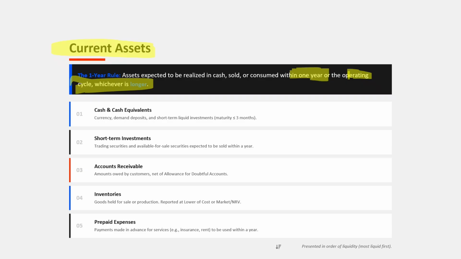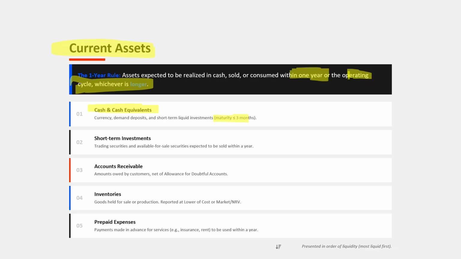So let's say a company's operating cycle is 18 months, and they have an asset convertible within 18 months, it still goes as current. But for most companies, they usually stick to the one-year rule. The most common ones are here: cash and cash equivalents. What are they? Currency, demand deposits, and short-term liquid investments.